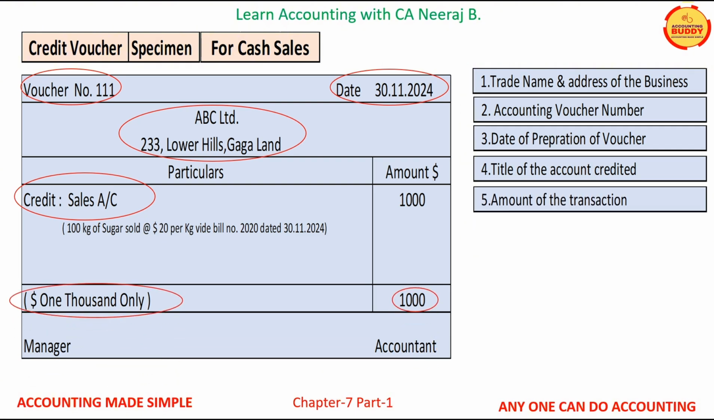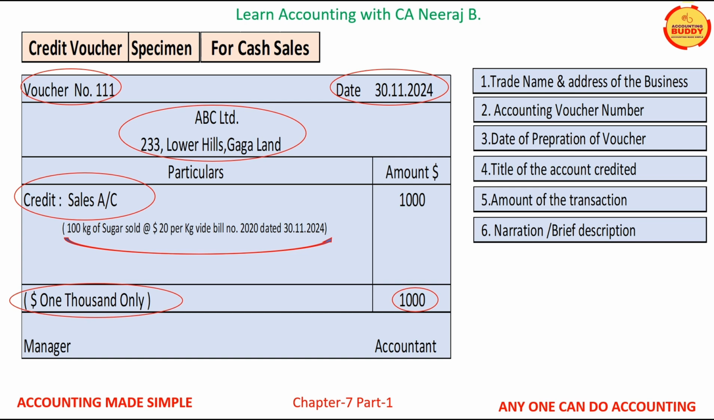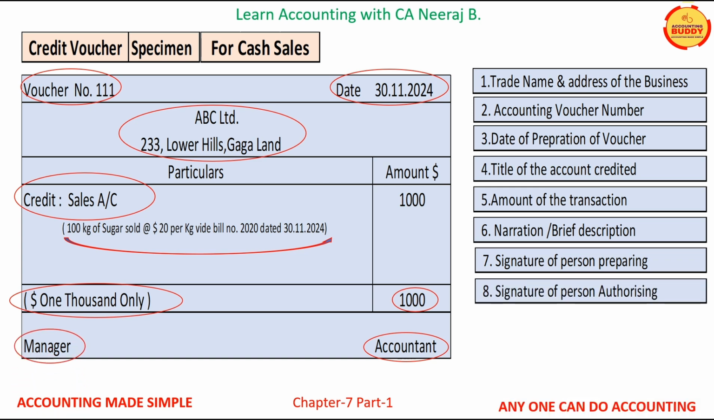Credit voucher for cash sales will have the narration providing the details of the transaction. It is signed by the accountant who has the responsibility of receiving the cash and preparing the voucher. And it is also signed by the authorized person of the business. The narration on the credit voucher for the cash sales will also have the reference of the supporting document, which in this case is the sales bill number 2020 dated 30th November 24, against which the cash is received.